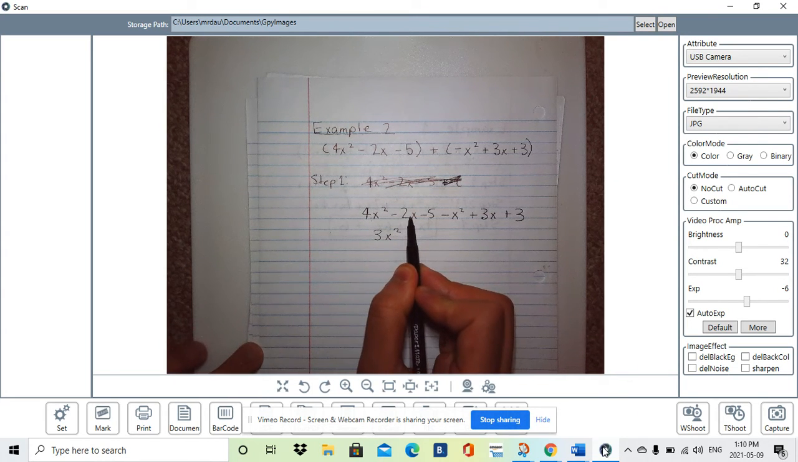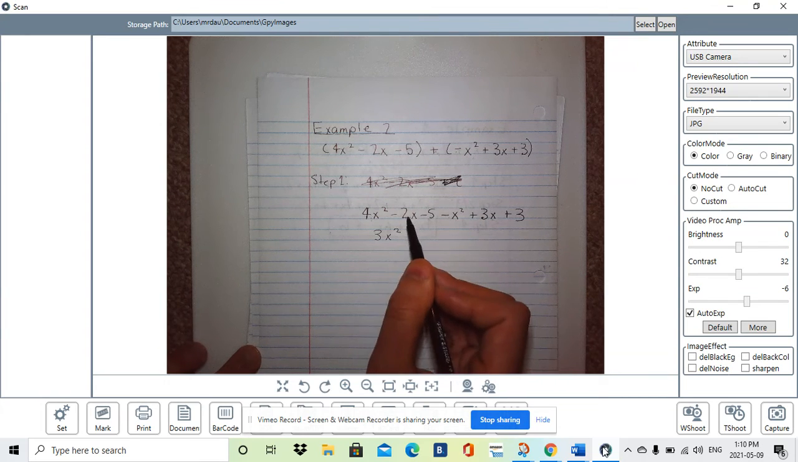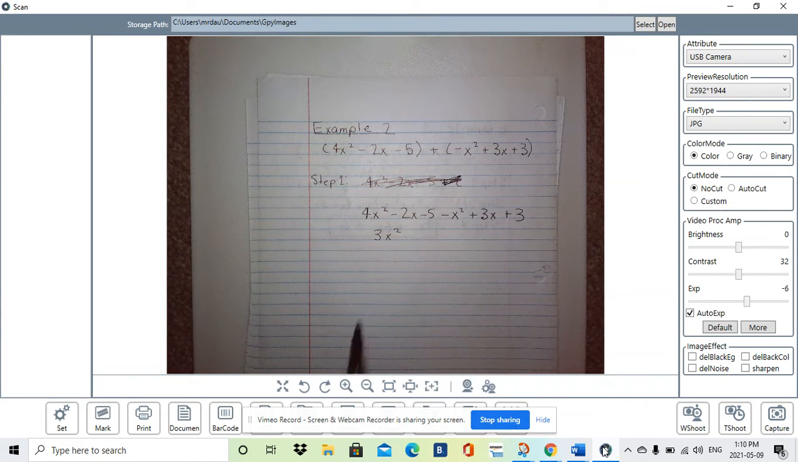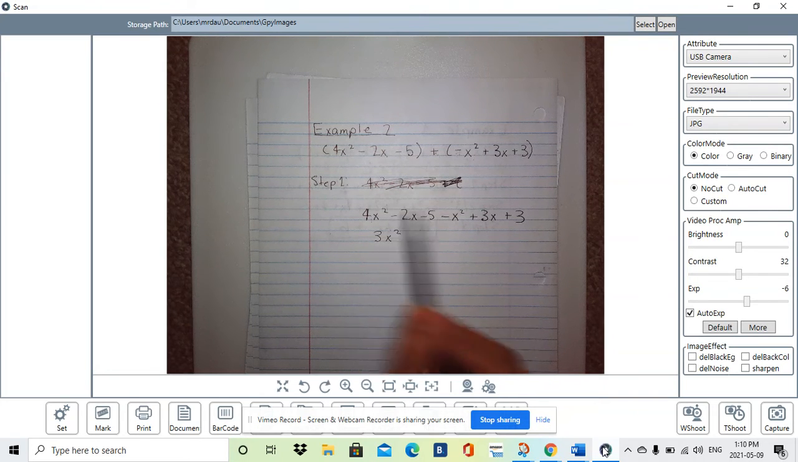Negative 2x is a like term with 3x. It's also important, like I was saying, I don't know if I said this actually, to keep the signs before each term, to keep the signs of each term with each term. So for example, instead of saying the whole thing subtracted by 2x, we say negative 2x and 3x are like terms. We don't say 2x and 3x are like terms. We say minus 2x and 3x are like terms.